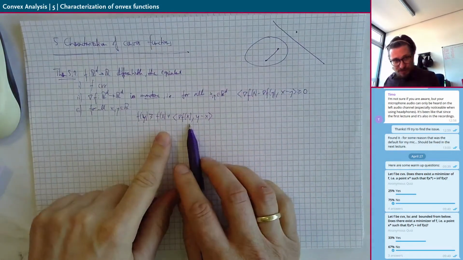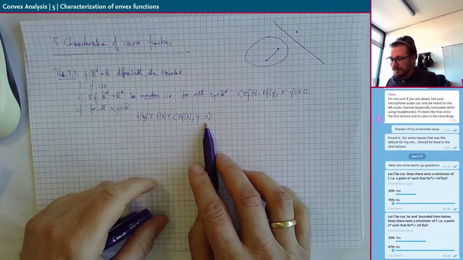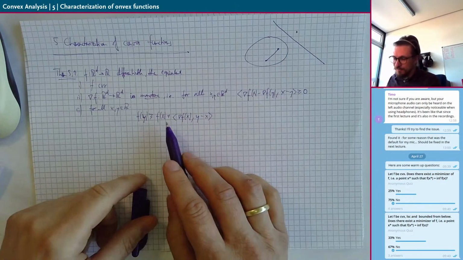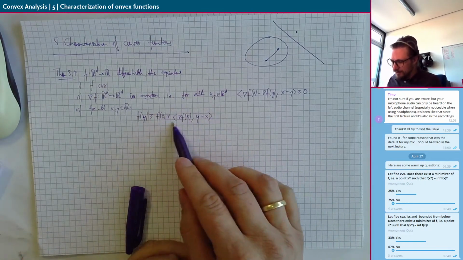Okay, and this is also pretty important. What is here on the right hand side, you probably notice this, this is the Taylor expansion of first order of f at x. It's a linearization. So this here is the linearization of f.